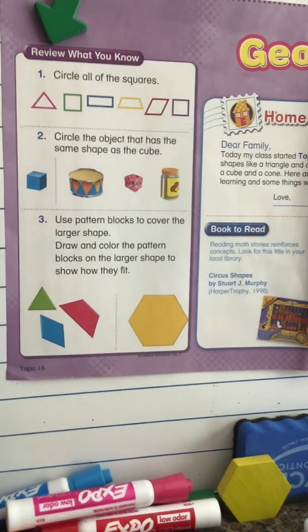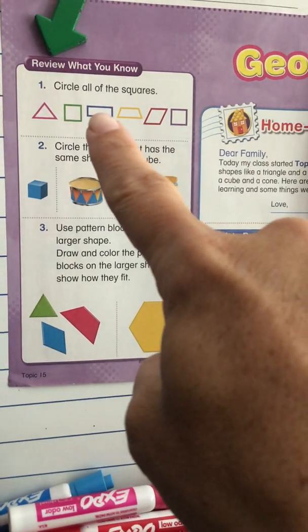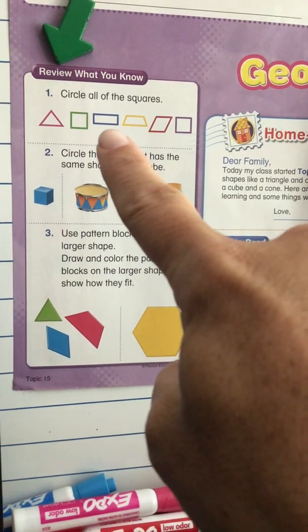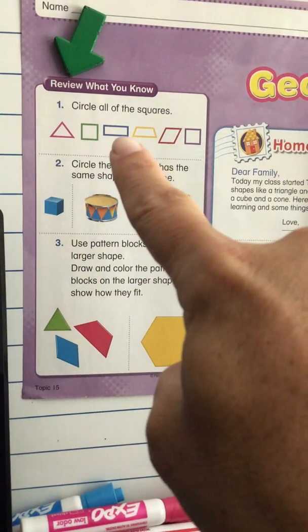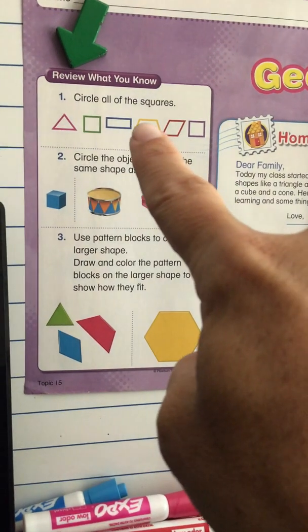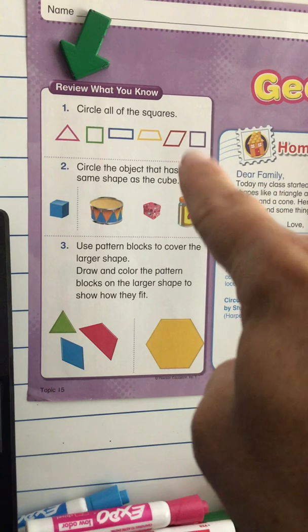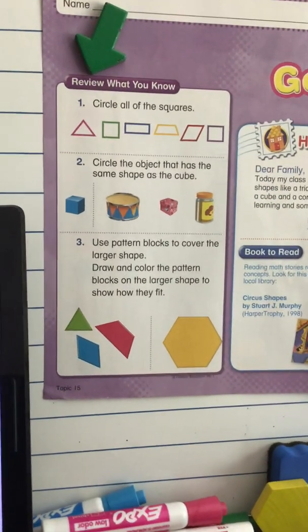All right, these other ones in the middle do have 4 straight sides and 4 points, but they're not all the same size. Longer, short, slanted, short, long. All right, these are slanted also, so we want to make sure that they are all the same size.